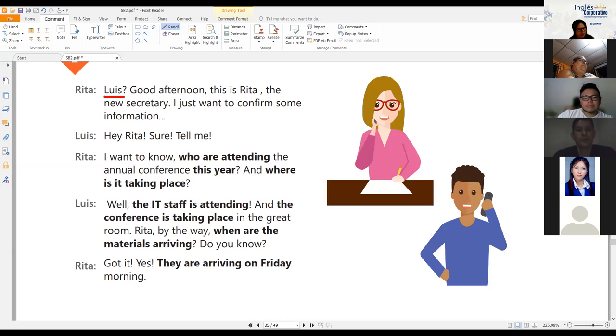Rita, by the way. By the way. Esta expresión la usamos cuando, como quien dice, aprovechando, right? Pero va usted a cambiar la conversación o cambia el tema, right? Hablando de una cosa por otra, right? That we do, that change all the time.